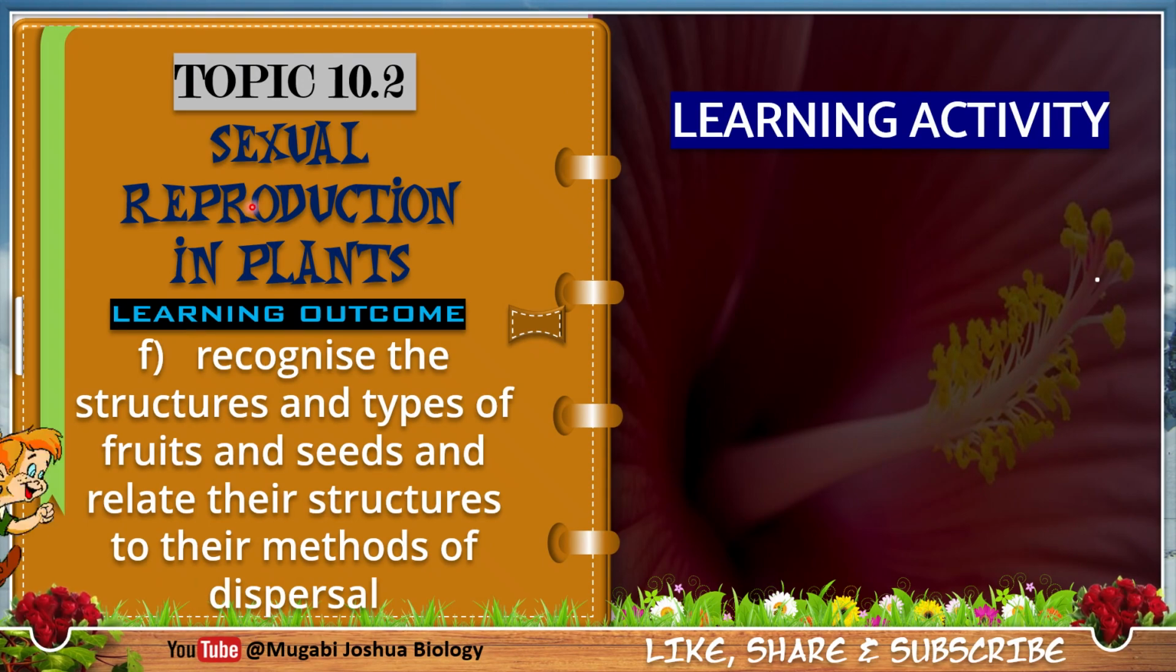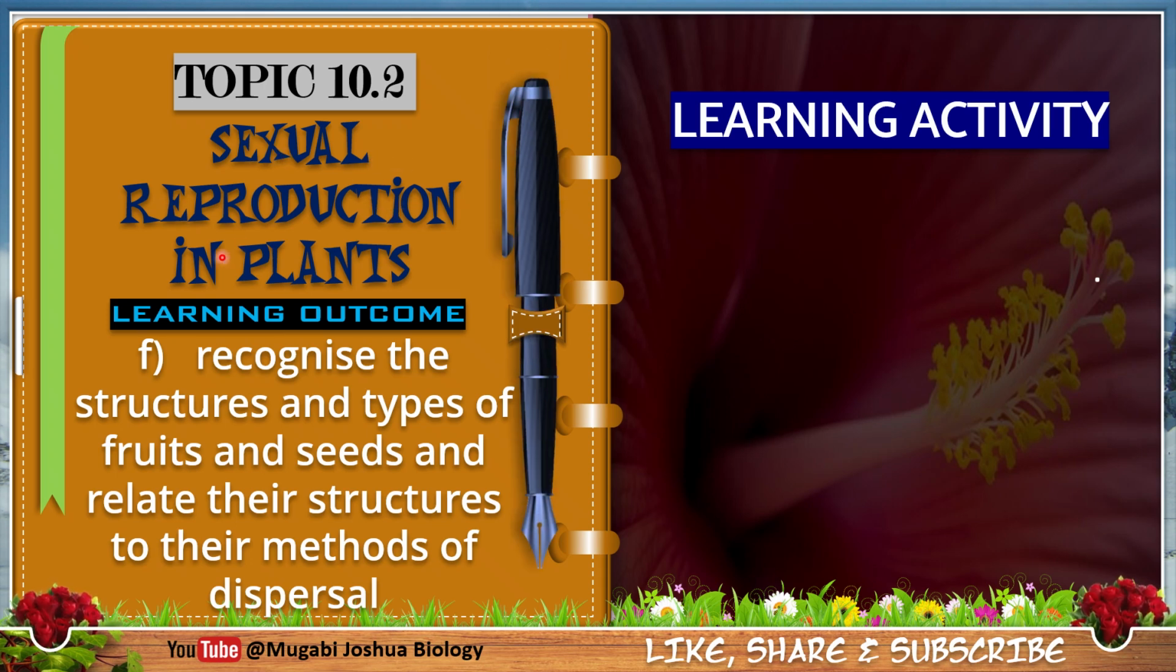Thank you very much for participating in topic 10.2, sexual reproduction in plants. We have been looking at learning outcome F. Recognize the structures and the types of fruits and seeds and relate their structures to their methods of dispersal.